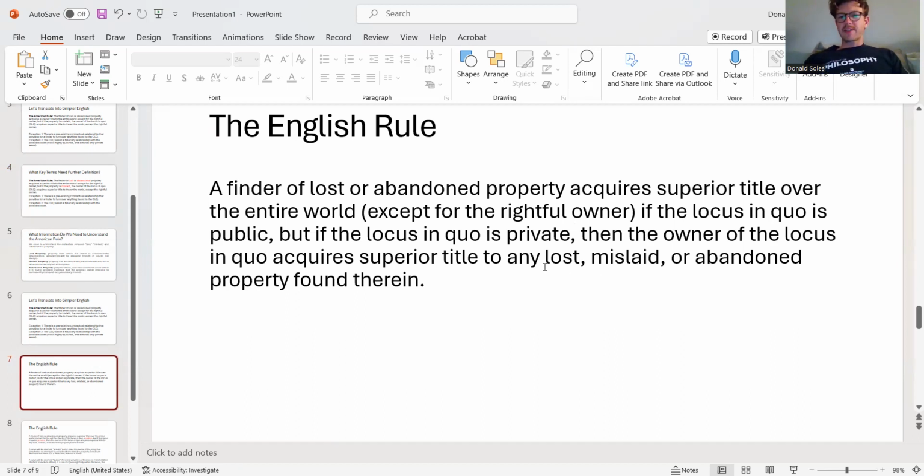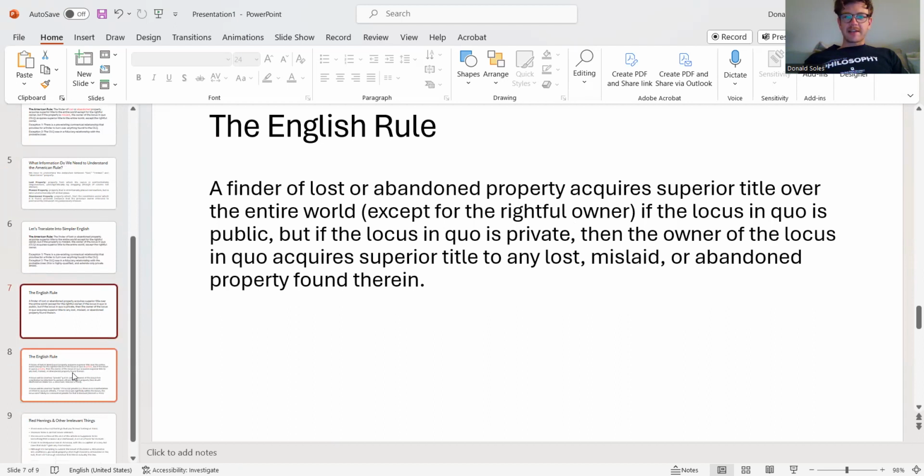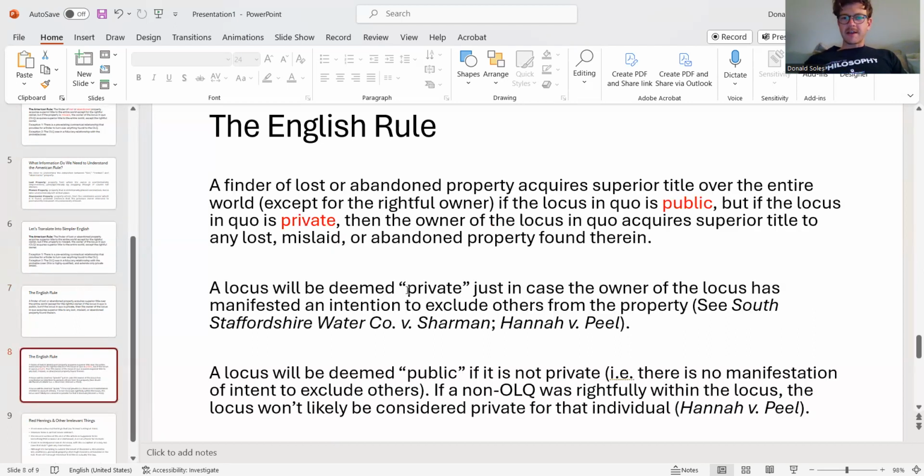Now, in this rule, I've actually made mention of mislaid property. That's just because I want you to know that it doesn't matter in England. All that matters is that the locus be public or private. So clearly, in order to understand the extent and the application of the English rule, we now need to understand these terms that I've put in red, public and private.